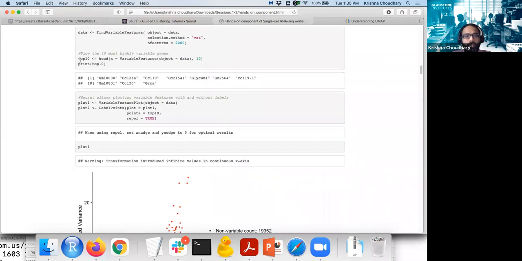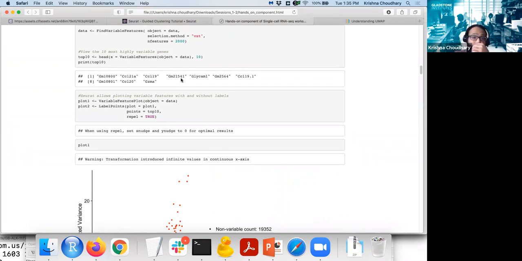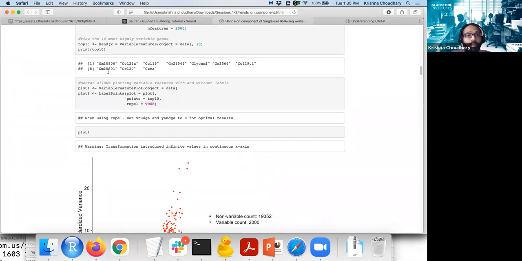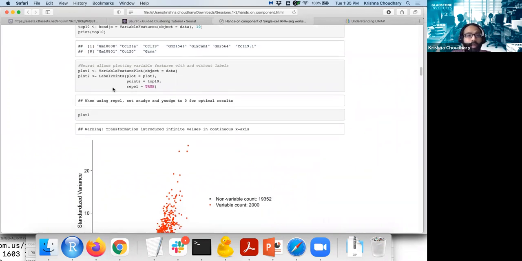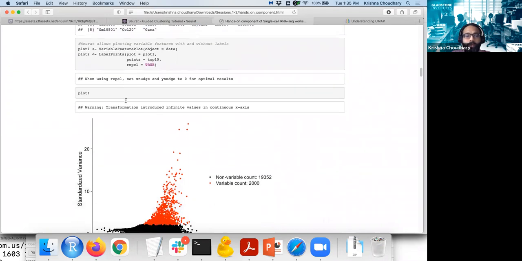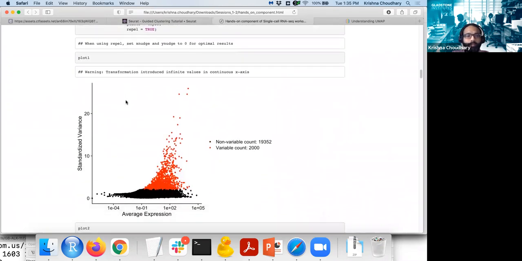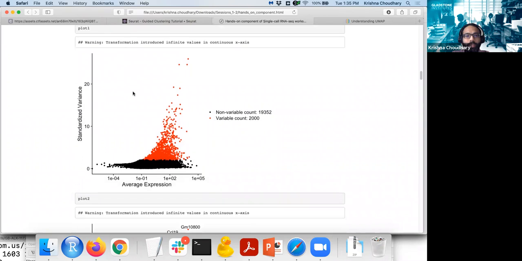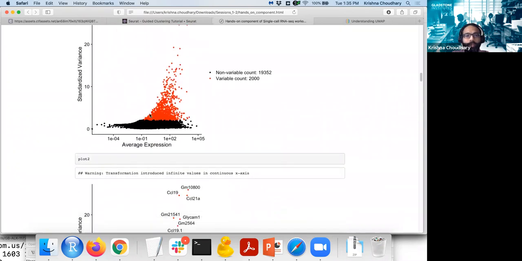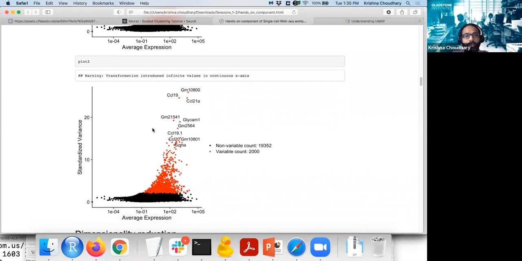So here, I have printed some of those top genes. Again, I'm not really into these genes, so I don't know what they are about. And we can look at these plots if we want to see how much those standardized variances differ from the bulk of the distribution, things like that. We can compare that.